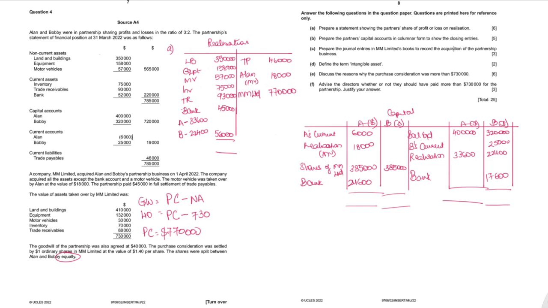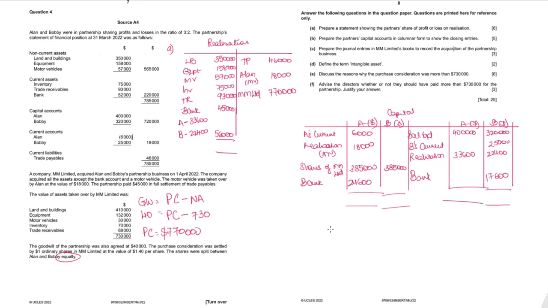If you want to check whether your answer is correct or not, a quick check you can do is quickly try to reconcile the bank account. Opening balance in the bank account is 52,000. Now, from this, the firm will pay 45,000 to the trade payables, pay 24,600 to Allen, and receive 17,600 from Bobby. So when you try to do this, you will get the bank balance eventually turns out to be 0. Once it turns 0, it means yes, at least mathematically there is no mistake. Okay, that completes part B.